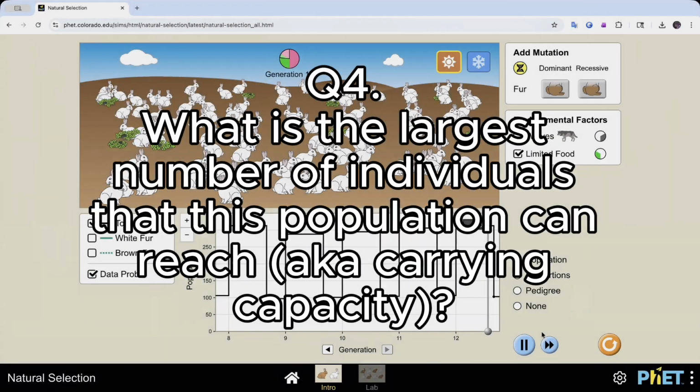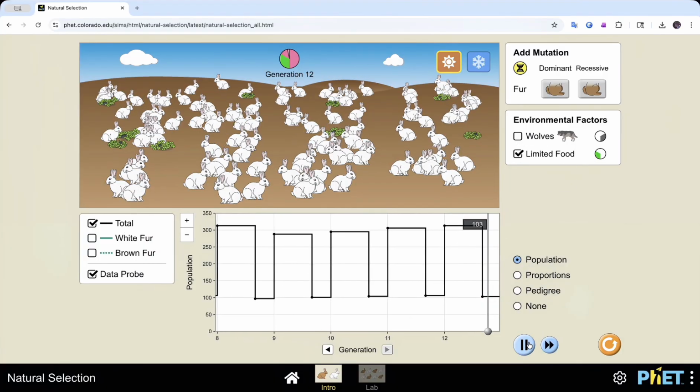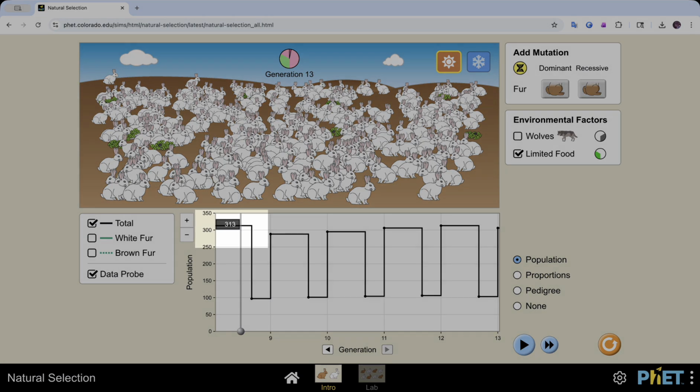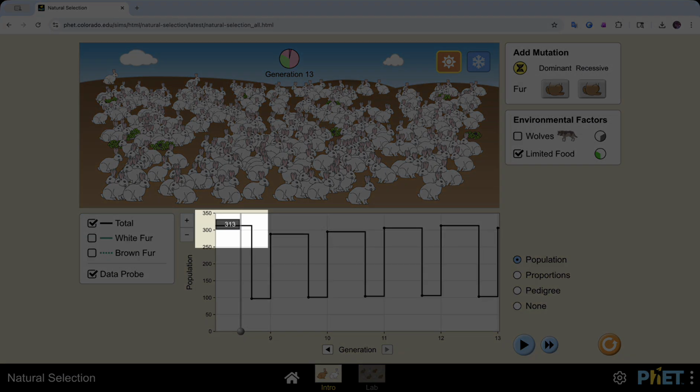Now let's find the carrying capacity. I am going to use the data probe and hover over the highest points on the population graph. You can see that the population peaks at different points. It is not always the exact same number, and that is completely normal. In nature, carrying capacity is not a perfect fixed number. It is more of a range. So for this simulation, we can say the carrying capacity is approximately 300 bunnies, with the highest peak reaching 313.